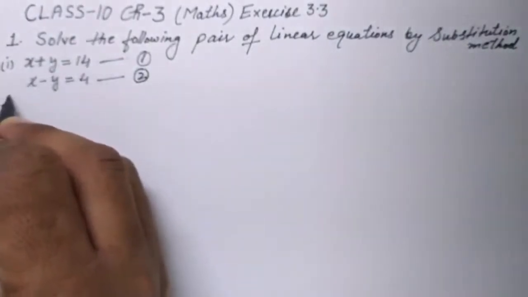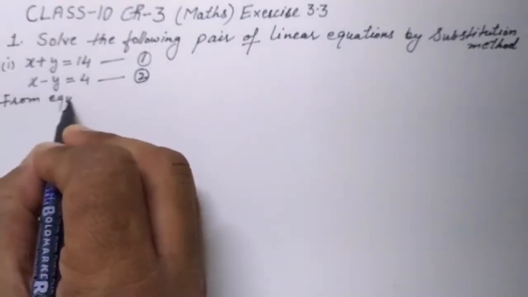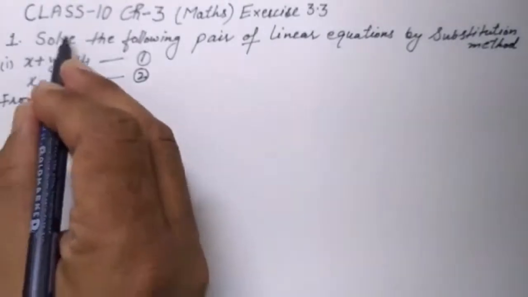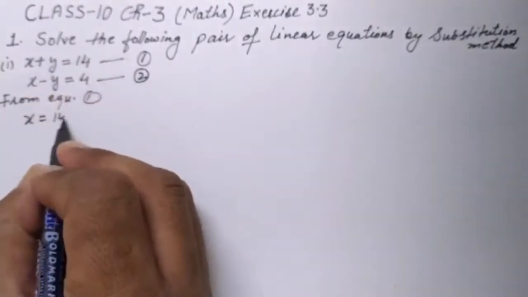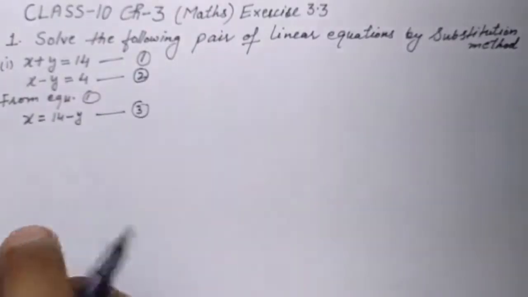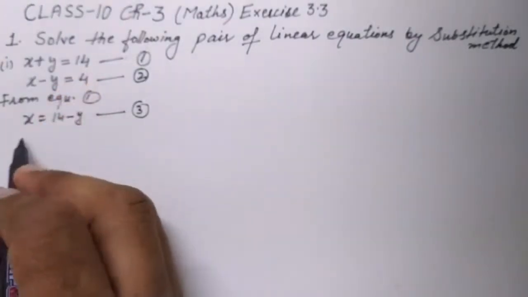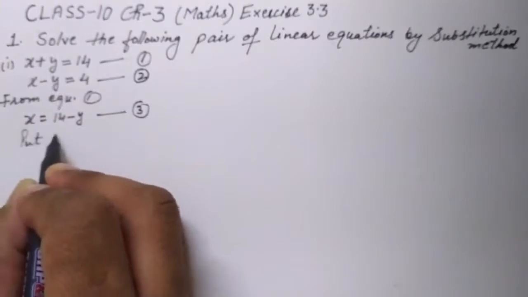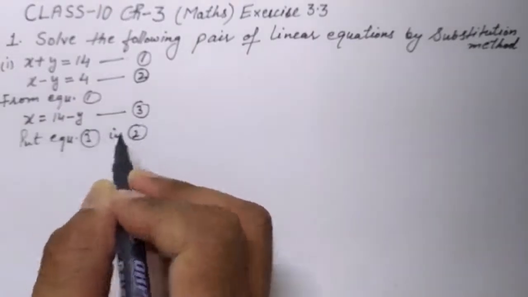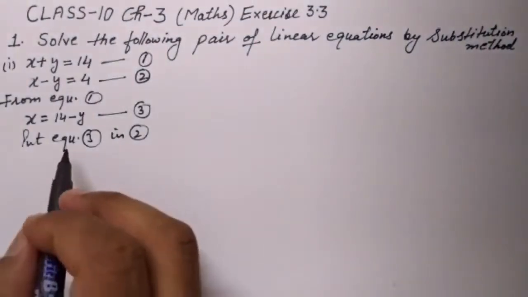So we'll write from equation 1, so x will be, y will go to the right hand side, it becomes 14 minus y. Say it as equation number 3. So now we'll fill this value in the other equation, that is the second equation. So we'll write put equation 3 in 2. So in place of x we will write 14 minus y.